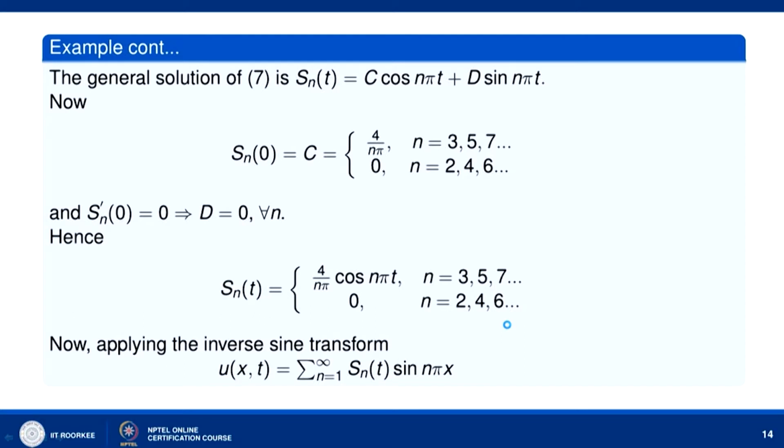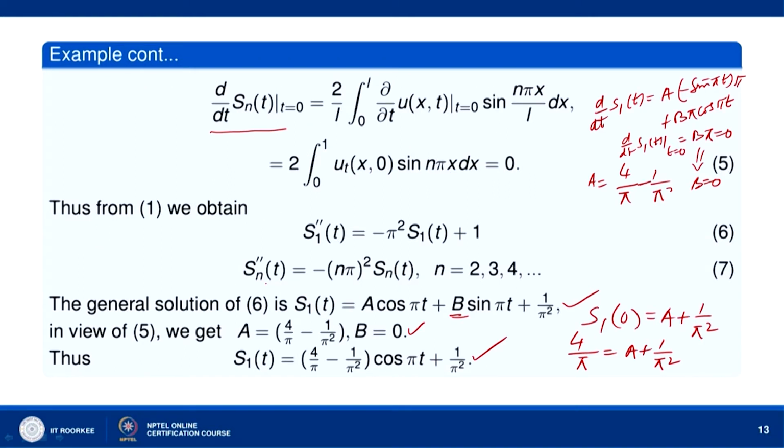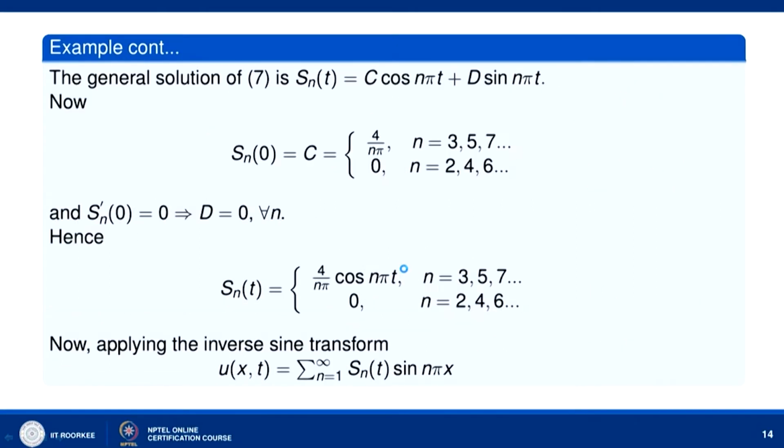Now let us find the general solution of the partial differential equation for other values of n. N equal to 1 we have solved. Let us find the solution for other values of n. So Sn double dash t equal to minus n square pi square Sn t. So we have Sn double dash t plus n square pi square Sn t equal to 0. This is of the form y double dash plus a square y equal to 0.